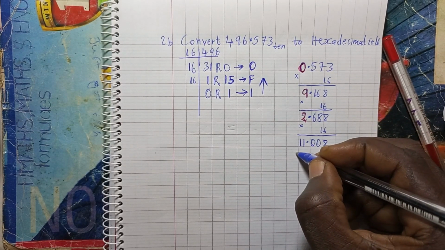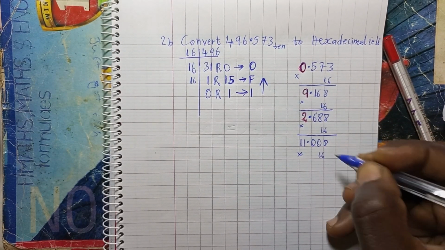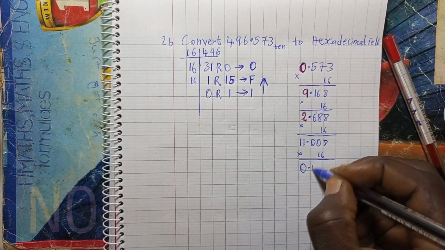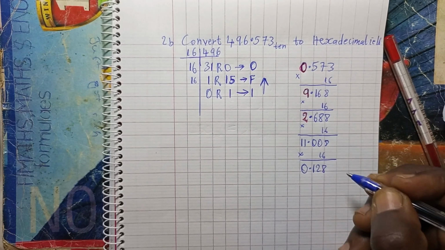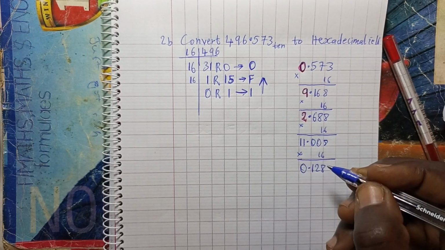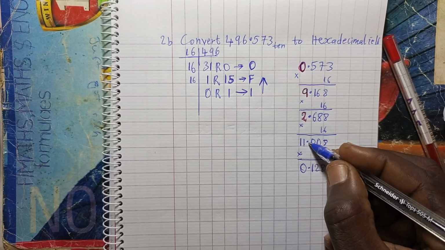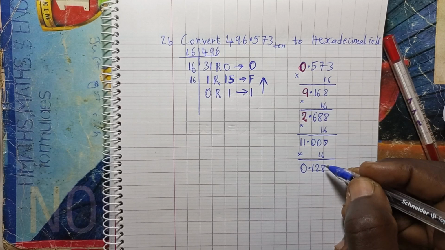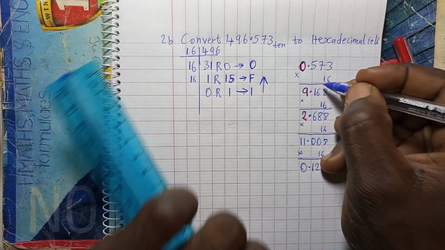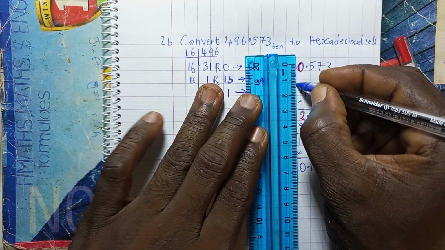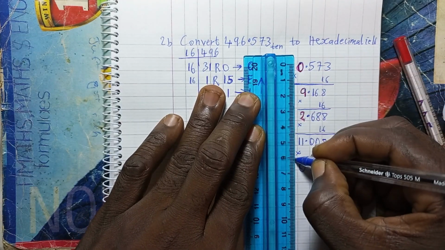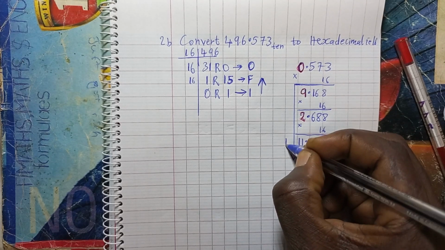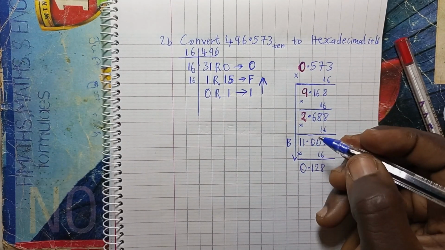Again, 0.008 times 16 will give us 0.128. Then we take our answer from here downward. Remember, 11 is equivalent to B, like I told you before.